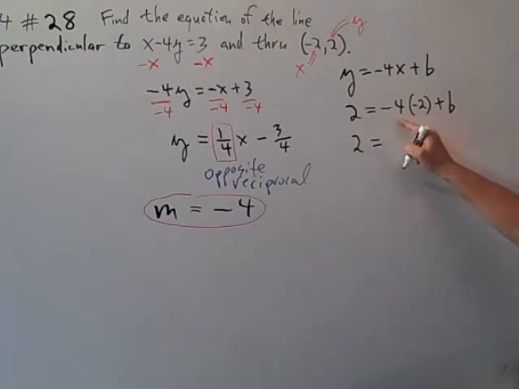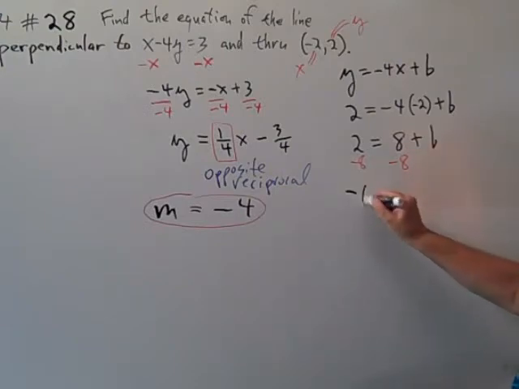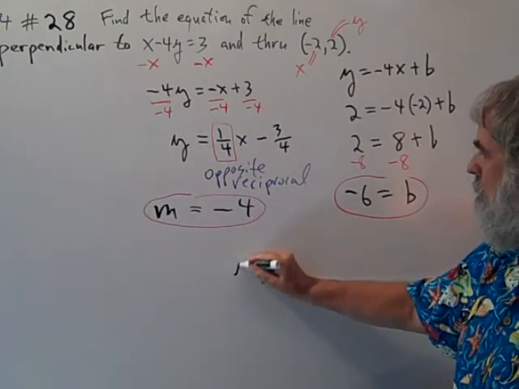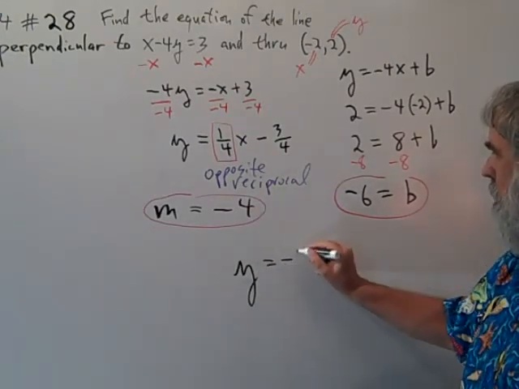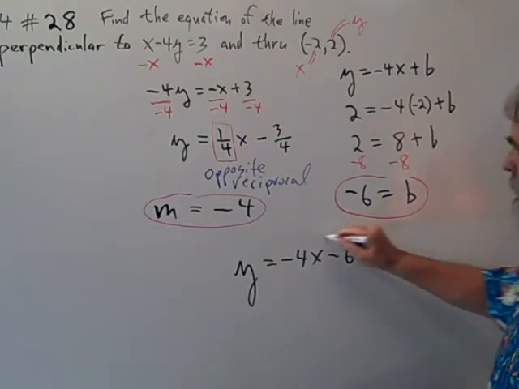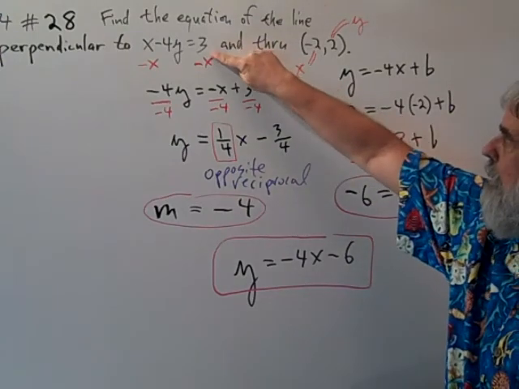This becomes 2 equals negative 4 times negative 2, which is positive 8, plus b. And to finish solving for b, I have but to take 8 away from both sides. 2 minus 8 is negative 6 equals b. So we know that the line we were looking for has a slope of negative 4 and a y-intercept of negative 6. Therefore, the equation of this line is y equals negative 4 times x, minus 6. So this line is perpendicular to the given line and passes through this point.